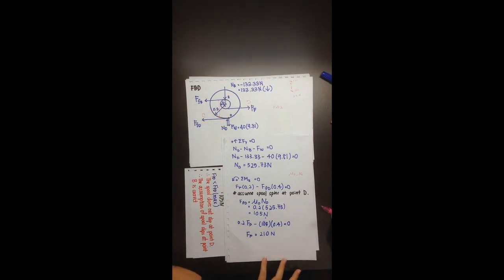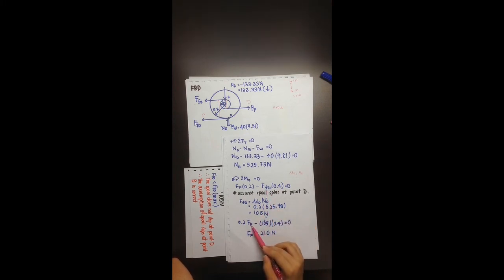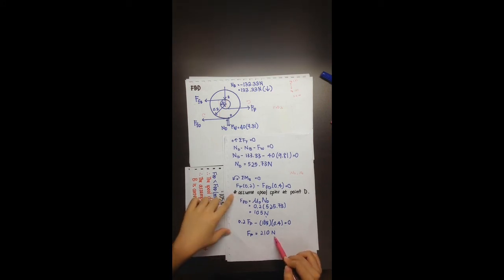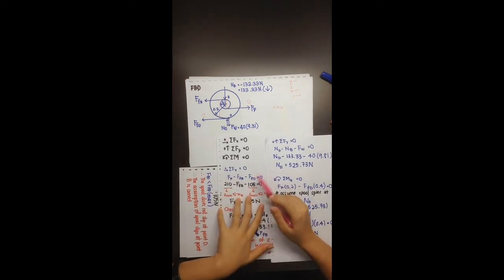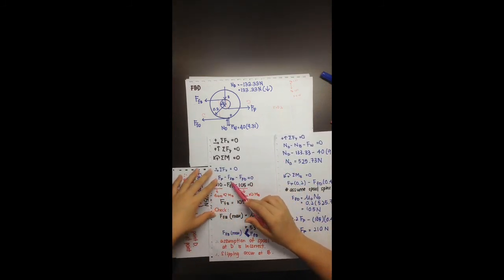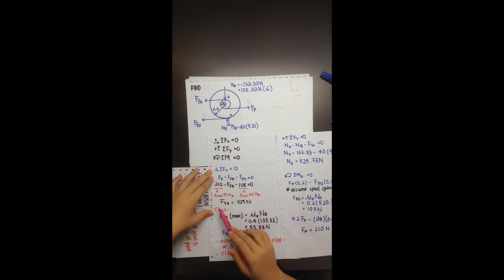Okay? And we sub in the equation the value for frictional force at point D, and we'll get pulling force. Do the maths, and we get pulling force as 210 Newton. With this value of frictional force D and pulling force P, we can get frictional force at point B. Sub in the value, do the maths, and we get frictional force B actually is 105.